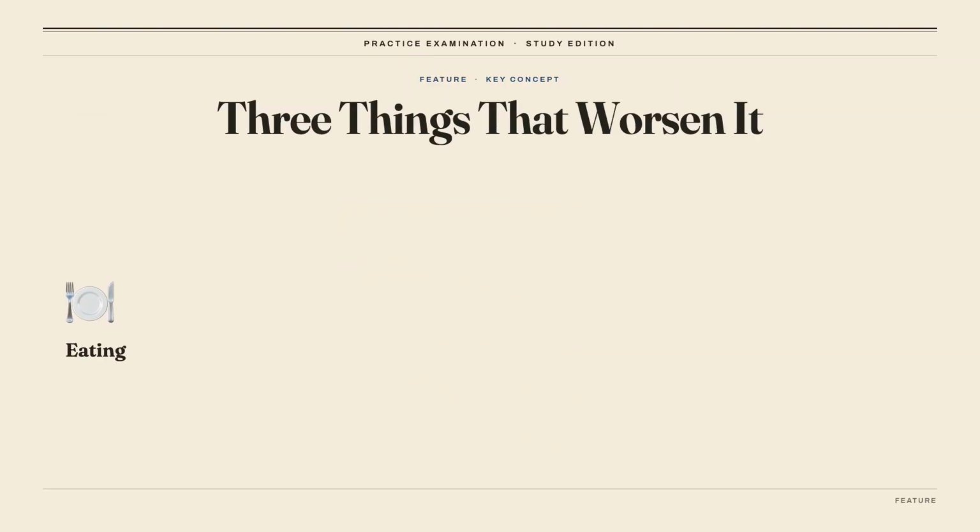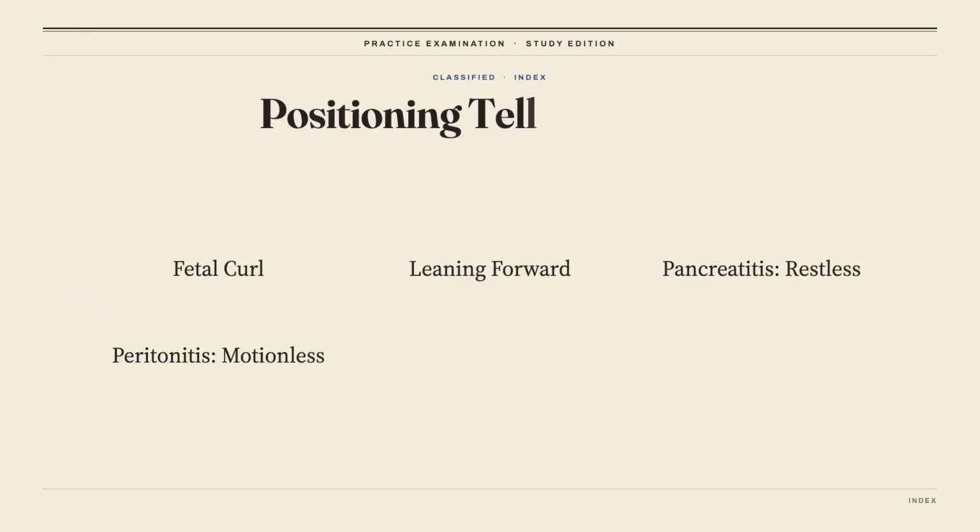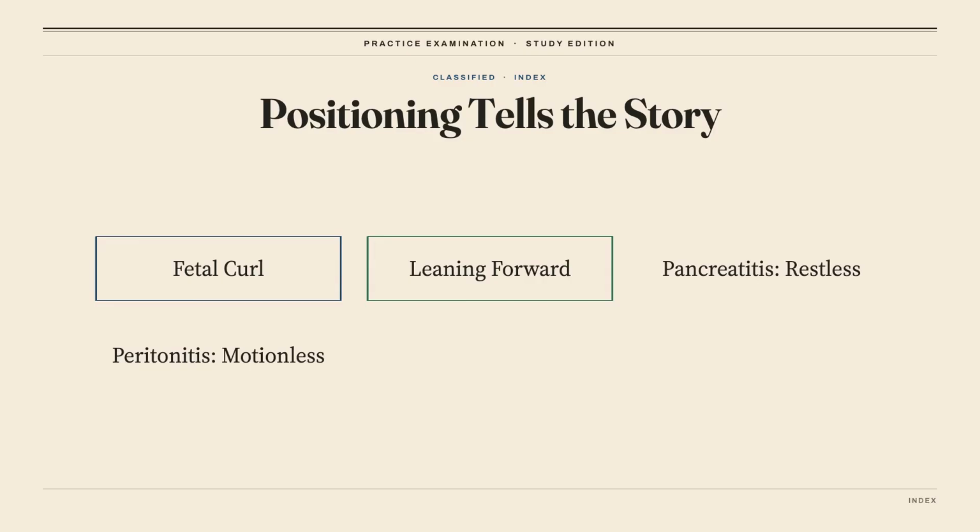3 factors reliably worsen the pain. Eating stimulates pancreatic secretion, raising pressure in the inflamed gland. Alcohol acts through direct toxicity to the acinar cells, and lying flat stretches the retroperitoneal tissue over the spine. Vomiting is nearly universal, and tellingly it brings no relief. Patients find relief curling into a fetal position or sitting up and leaning forward over a table, and refusing to leave that position is itself diagnostic information.